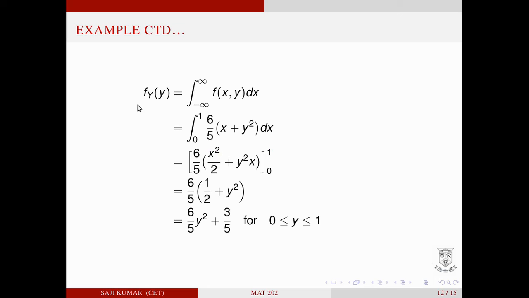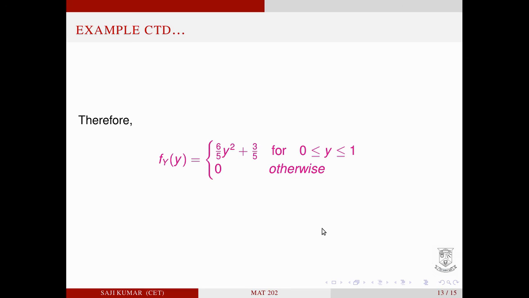Similarly, we can evaluate fy of y as the integral minus infinity to infinity f of x comma y with dx. So here x coordinate is varying from 0 to 1 in the given domain of the joint density function f of x comma y, and substituting its value 6 by 5 into x plus y square and integrating with respect to x by keeping this y as constant, and upon integration and substitution of limits from x is equal to 0 to 1, we will get 6 by 5 into y square plus 3 by 5, and this is true for all y lying between 0 and 1.